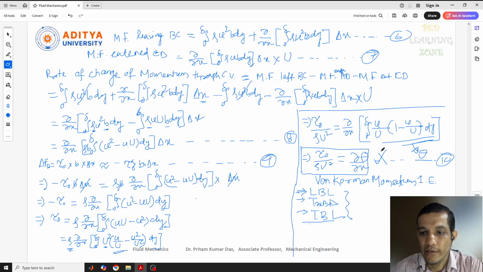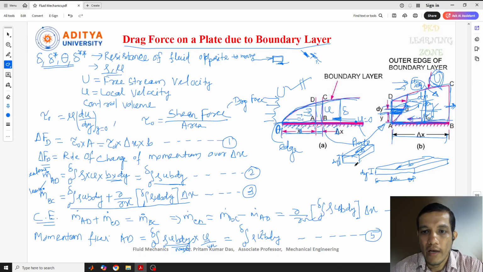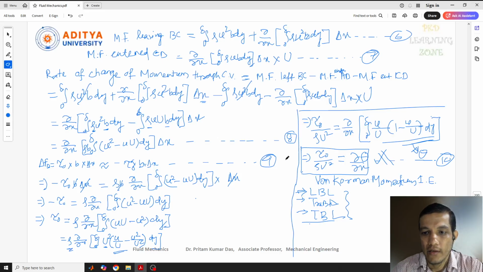You can see this, and I hope you understand this concept of drag force on a plate due to the boundary layer. Because the boundary layer is there, the impact of drag force on the plate needs to be calculated. That's why we have calculated it here.